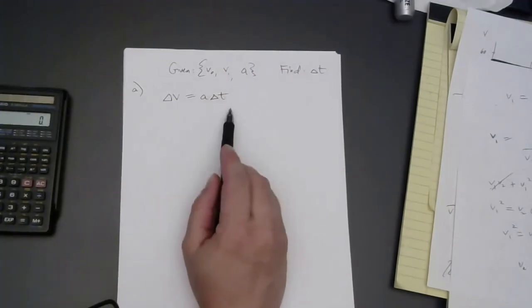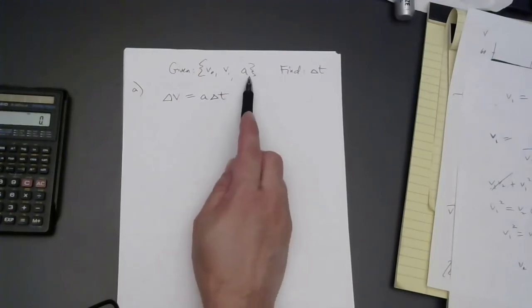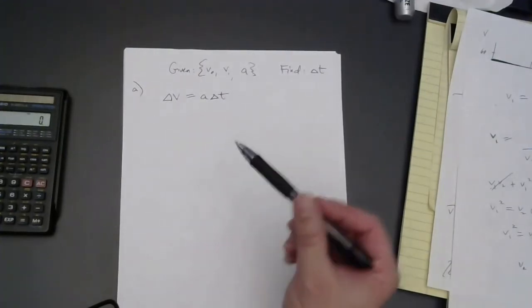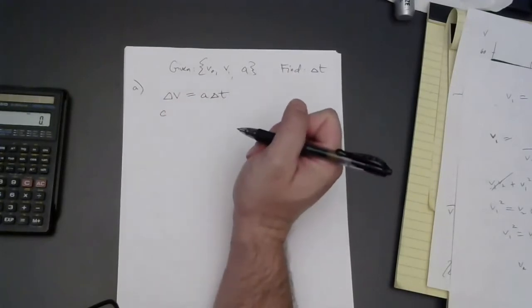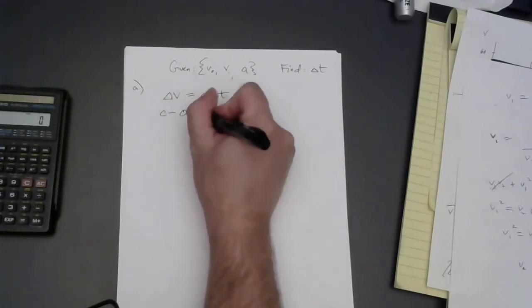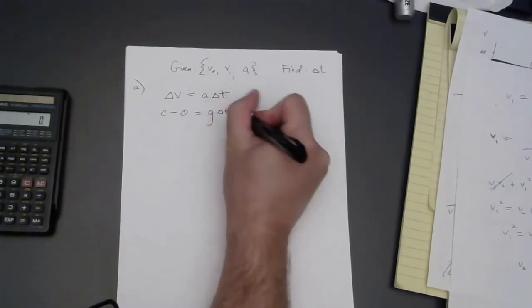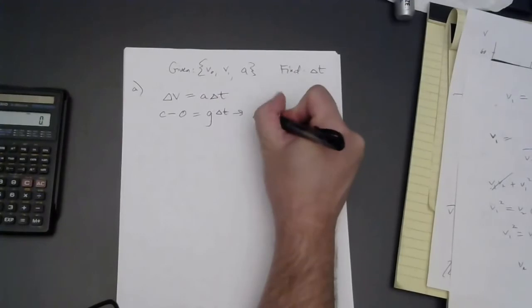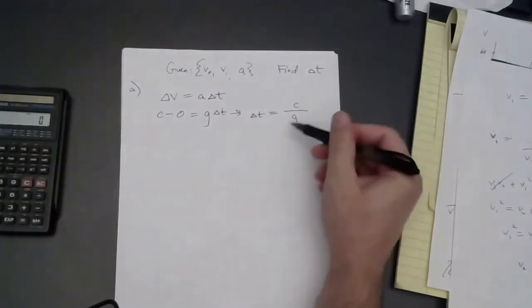Remember, you can only use this if your acceleration is constant, which it is, because we're told that it's a constant acceleration of g. The final velocity needs to be the speed of light, which we denote with the letter c. The initial velocity is 0. The acceleration is that 9.8, and we're looking for the time interval. So all I have to do is divide g into the speed of light.